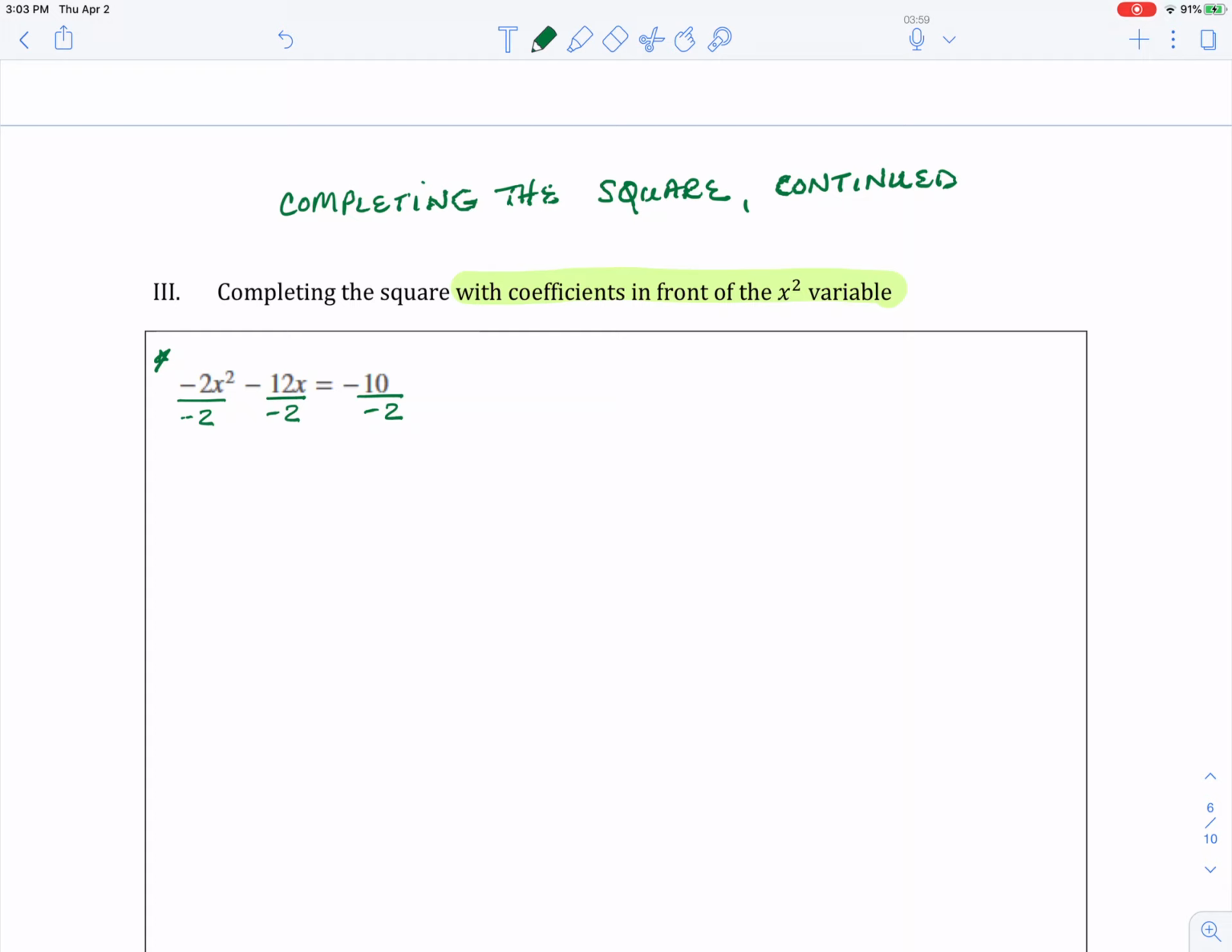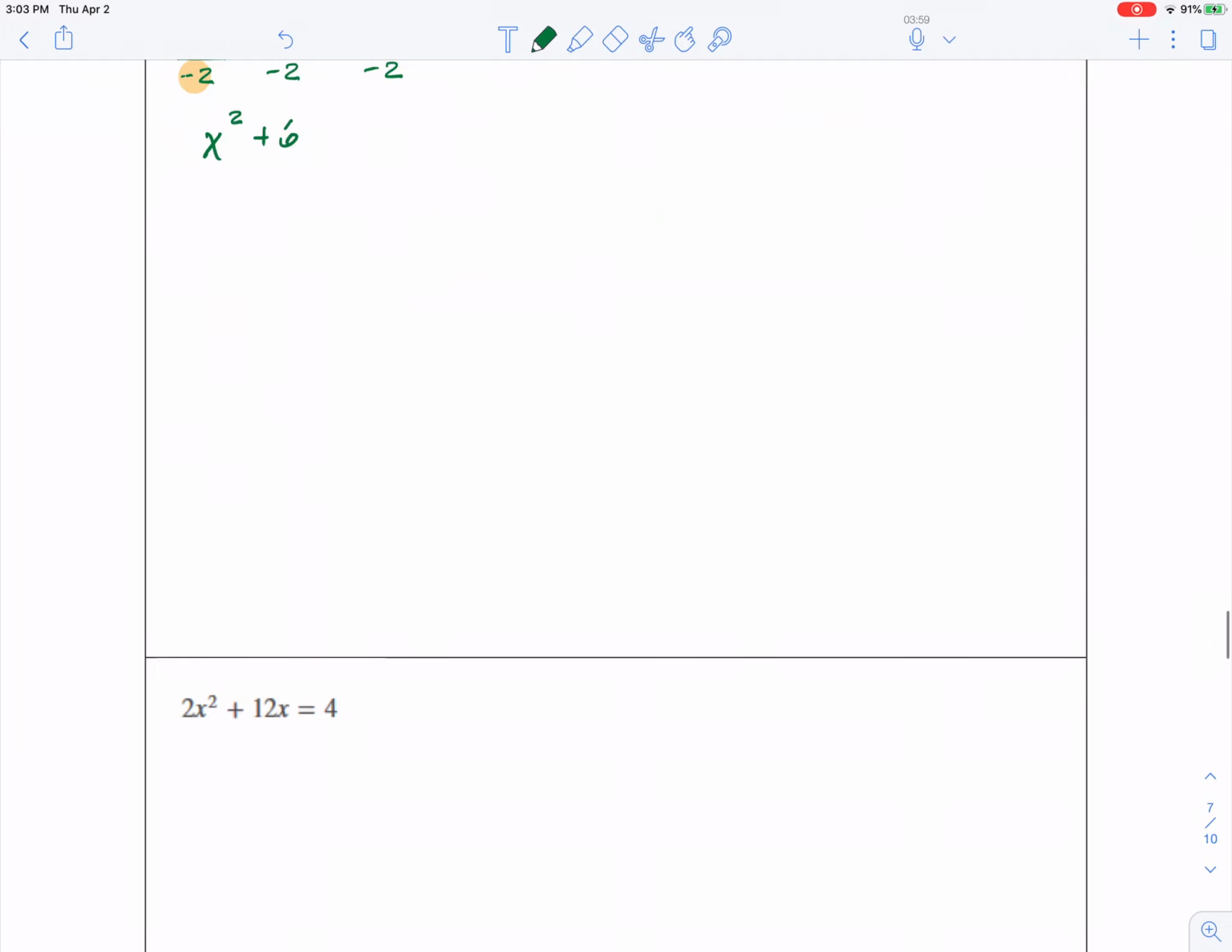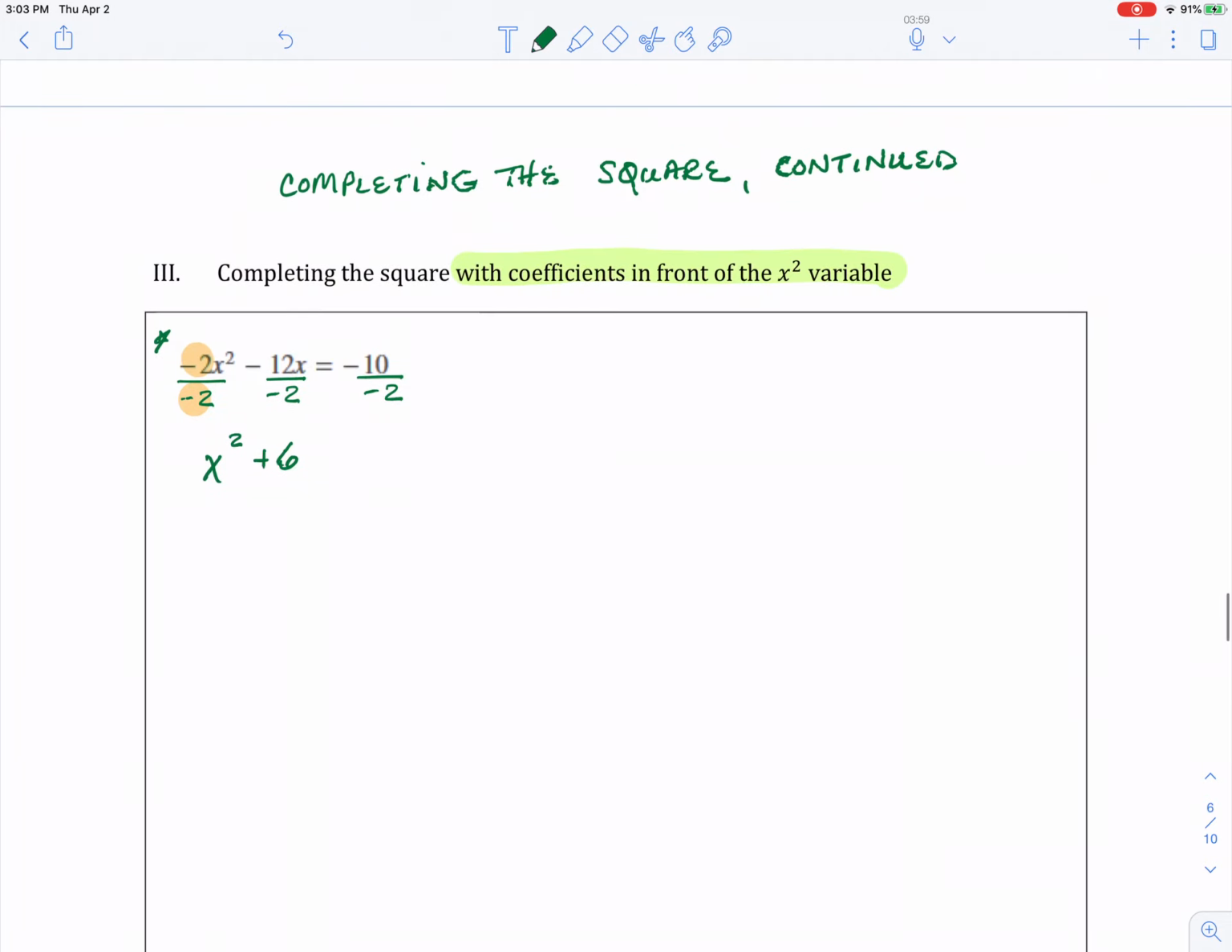Why am I doing that? Because I can see if I take negative 2 and divide it by negative 2, I'm going to have that positive 1 coefficient on the x squared term. So you see me completing all the arithmetic there. Negative 2 divided by negative 2 is positive 1 x squared. Negative 12 divided by negative 2 is positive 6x, and negative 10 divided by negative 2 is 5.